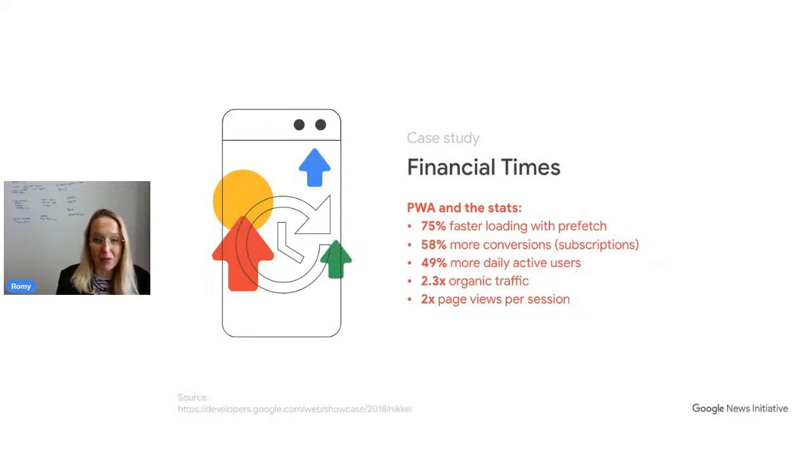Another case study, okay, beautiful. We can take the Financial Times here. For example, they also use PWA, and their statistics, quite fast, maybe after a few months, show 75% faster loading with prefetch, 58% more conversions, more subscriptions, 49% more daily active users. Even their organic traffic doubled. And they have twice more views per session. So this is this one. But what does that mean?